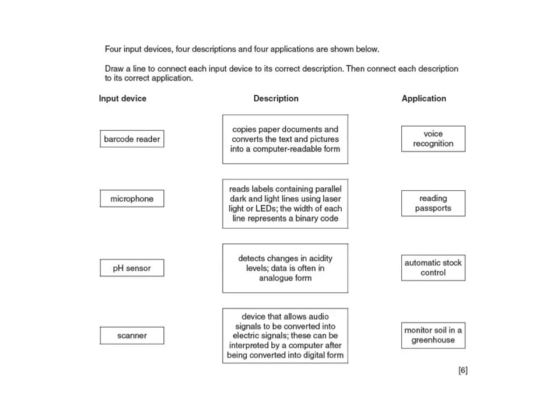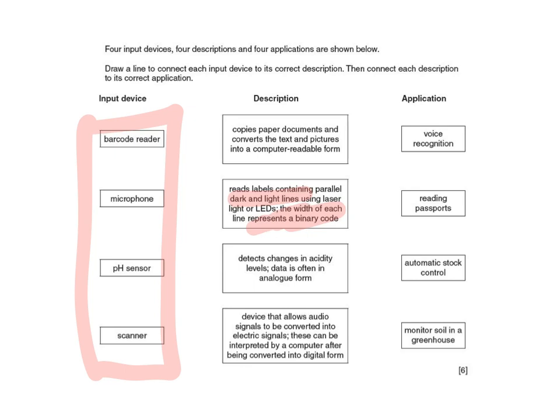Again, big reading area to understand. This is a really good one for our notes here. Now again, get a highlighter pen and go through and pick out the ones you know. Copies paper documents, it converts text and pictures into a readable form. Read them all first. Reads labels containing parallel dark and light lines. I'm thinking that must be something like a barcode using laser or light or LEDs. The width of each line represents a binary code. Well, I'm pretty convinced that's something to do with barcodes.